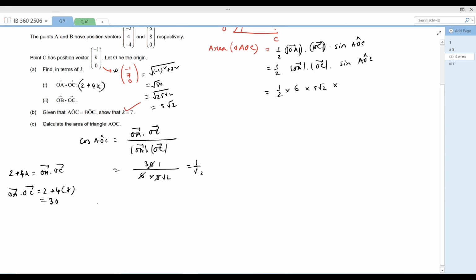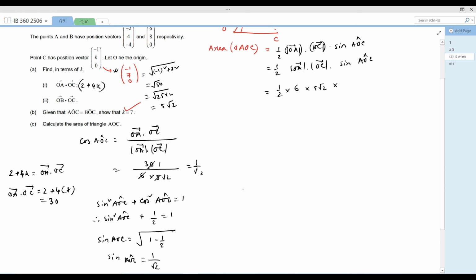Now we know that sine square AOC plus cos square AOC is equal to 1. So sine square AOC plus 1 by root 2 whole square is equal to 1. So sine AOC is equal to root over 1 minus 1 by 2, because we are squaring this. So basically sine of angle AOC comes to be 1 by root 2. So from here we are getting all the values. For sine angle AOC, the value is 1 by root 2.